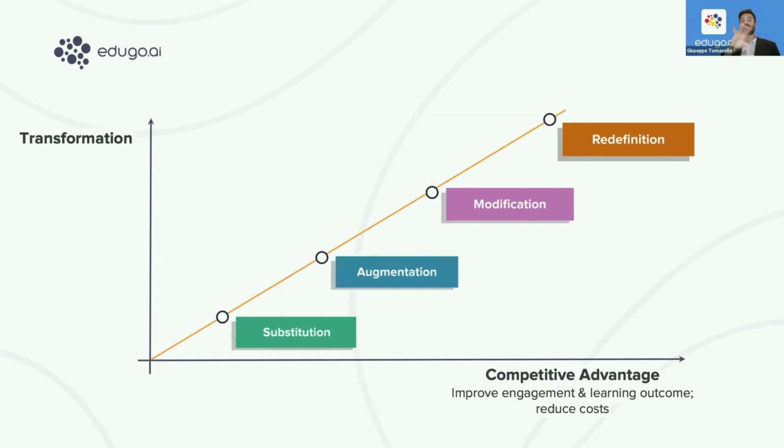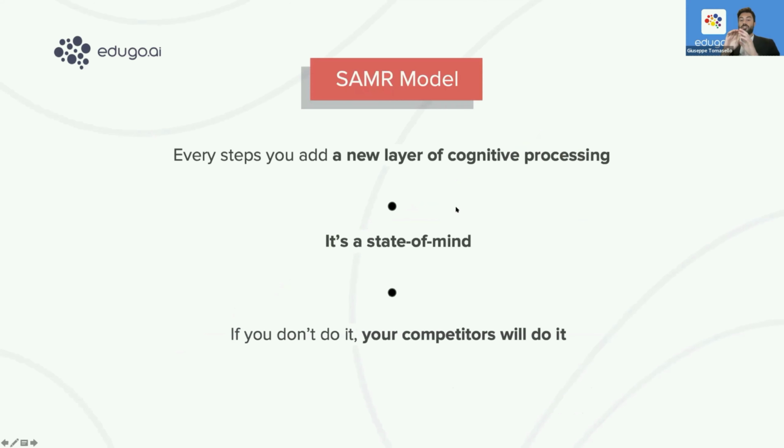Okay, so in this graph, we are displaying the different levels of the SAM model and how we believe that, together with transformation, we have the opportunity to have a competitive advantage. Because we believe as we move more into the world of online learning, students want a more innovative experience online, right? They're looking for new tools that can improve learning outcomes. And so the more you redefine your pedagogical approach, the more we believe you might have a sustainable competitive advantage. So just a few considerations about the SAM model.